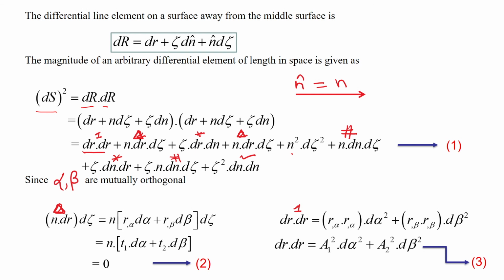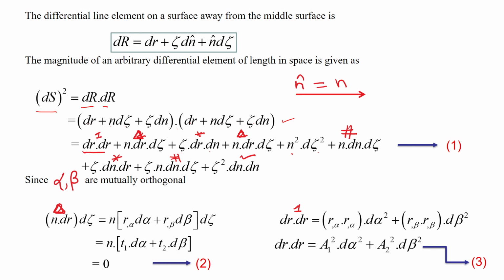So, our aim is to find, at some height from the reference surface, what will be the ds, because the movement is in three dimensions. So, you multiply dR dot dR, and expanding gives terms like dr dot dr, dr dot dn zeta, n dot dr d zeta, n square d zeta square, and so on. So, we have got this equation 1.